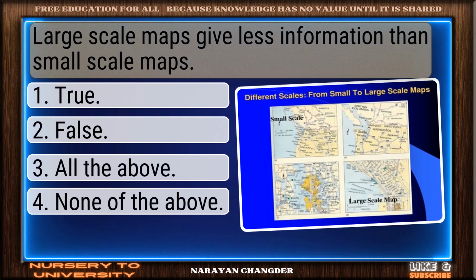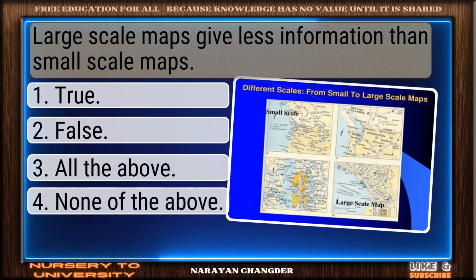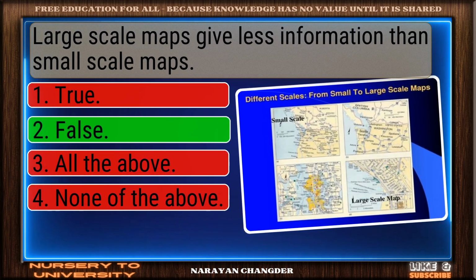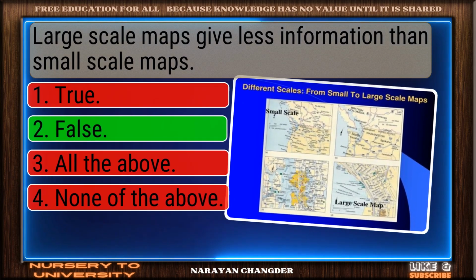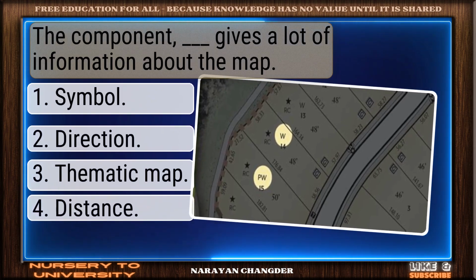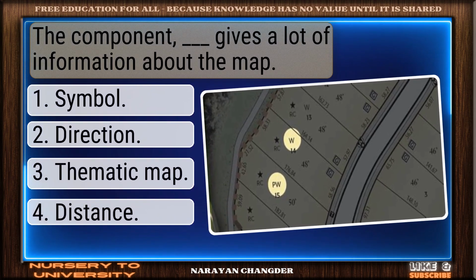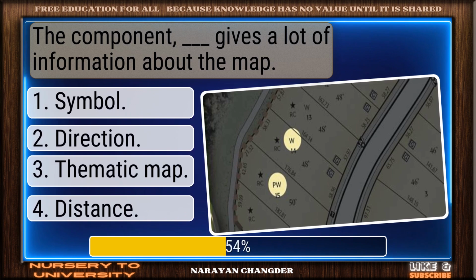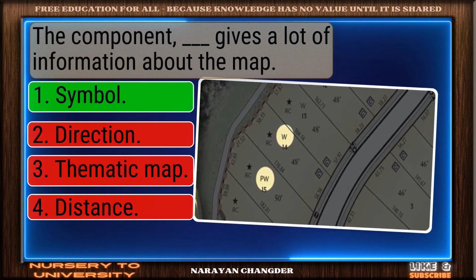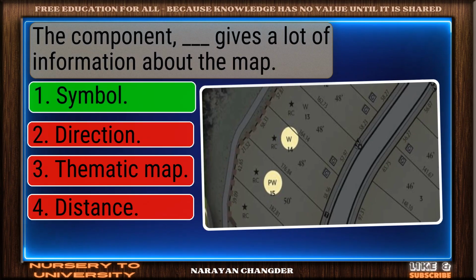Large-scale maps give less information than small-scale maps. Nice selection. False is the correct and valid answer. The component dash gives a lot of information about the map. Clear logic. Your choice symbol is sound and 100% true.